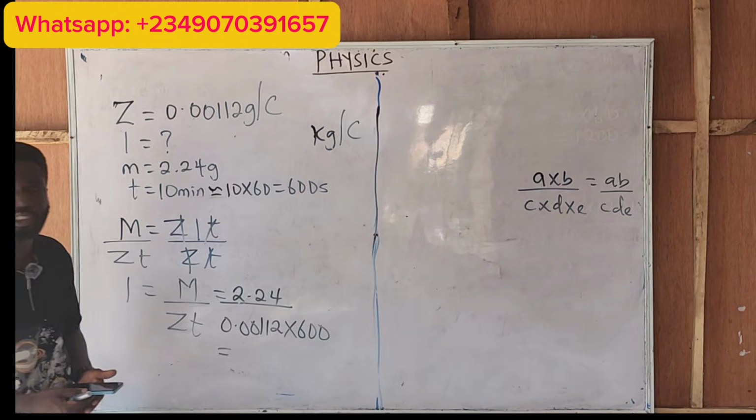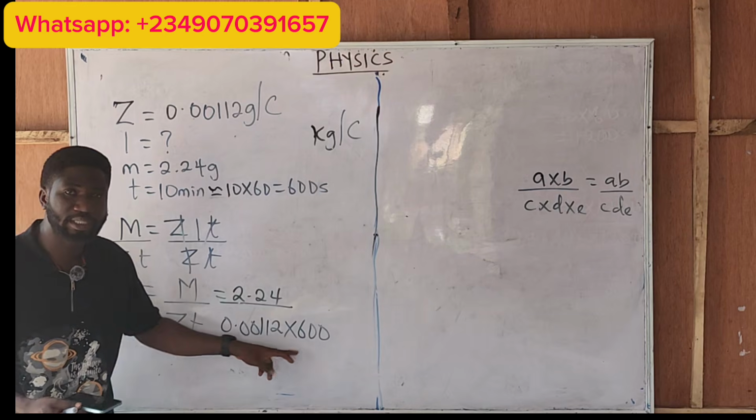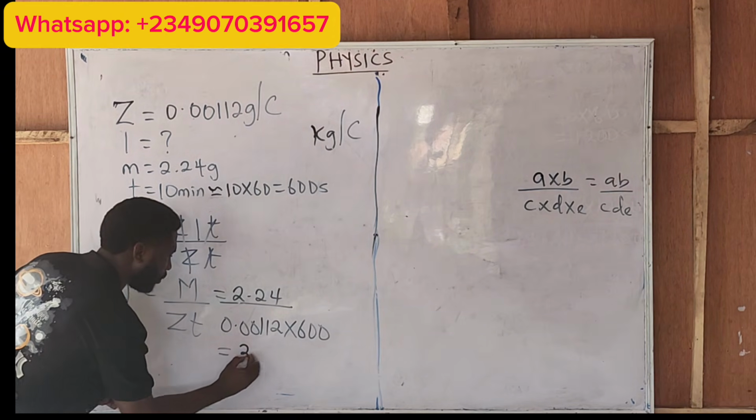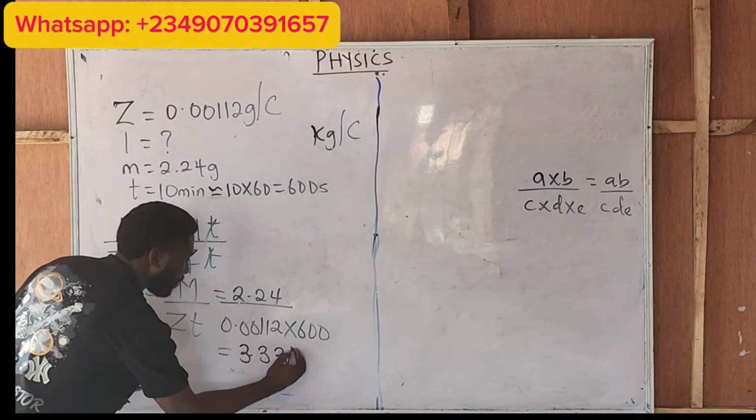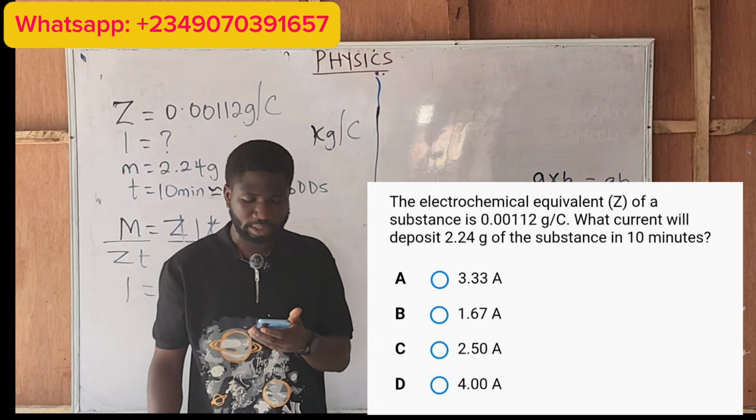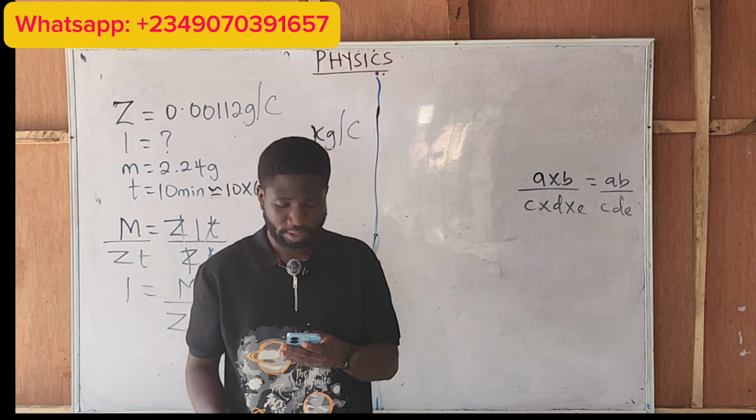So let's get this done. 2.24 divided by this, divided by 600. The answer will give us 0.33. And what is the unit of current? It is ampere. So the right answer there is option A, which is 3.33 ampere. I believe you are getting it.